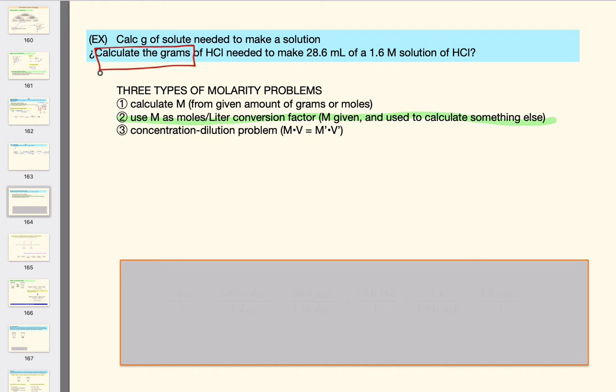Okay, so we are looking for how many grams of HCl is needed to make 28.6 milliliters. So we have a volume of 1.6 molar solution of HCl. Now, I can see that molarity is given and it's asking me to calculate something else. That's going to fall into our class 2 type of molarity problem.